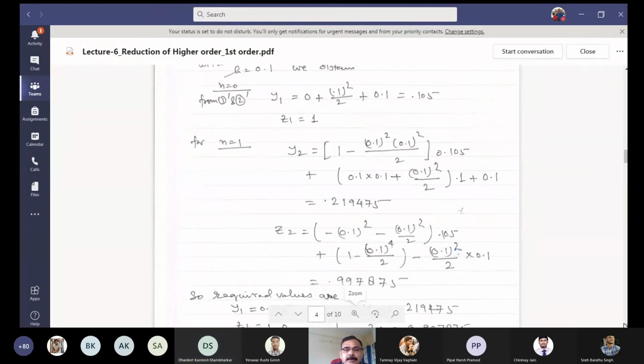See, y2 is calculated here. So up to the third digit, it is correct, like 0.219. Then we are not getting 475. No, it is a very simple calculation. It cannot have this much of a difference. You see the digits. Right? See the digit. So verify that. Right? Snehbandhu?